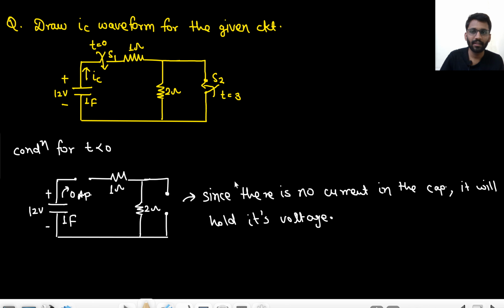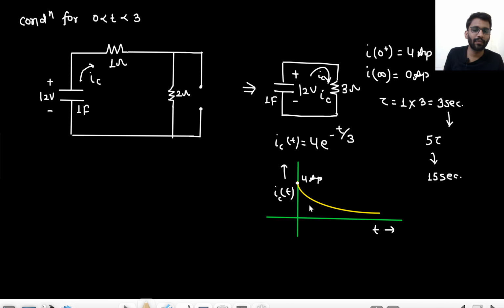But what is happening? The circuit is changing at t equals 3 seconds. The circuit is changing at t equals 3 seconds. So what is the value of IC at t equals 3 seconds? This is the value of IC at t equals 3 seconds, right?